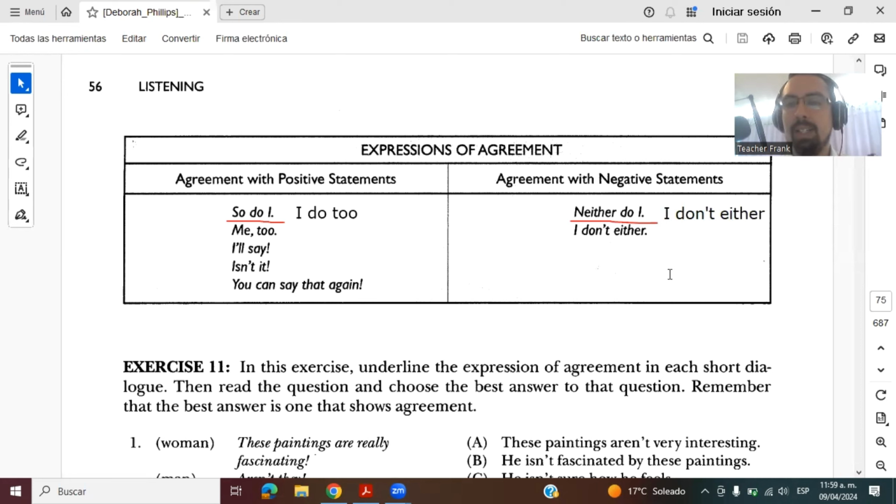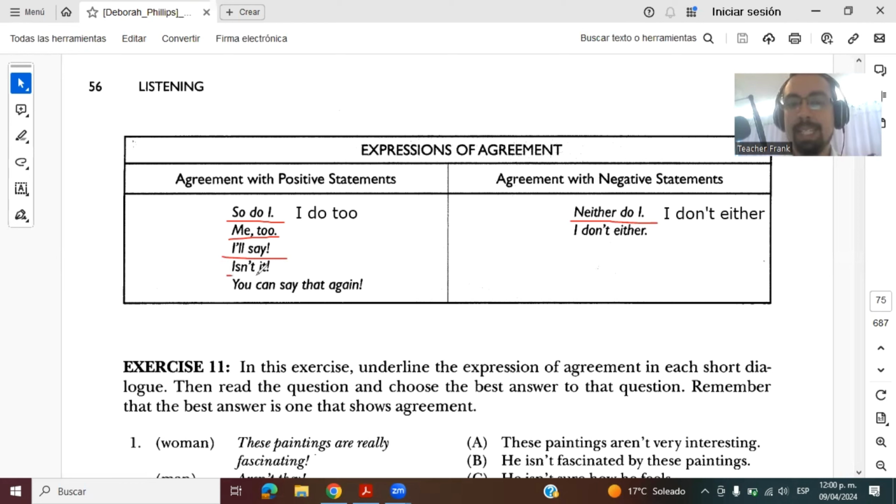And either and neither in Spanish are like tampoco. And so do I and I do too is like también. Of course, we have the one that everybody knows, me too. Be careful with I'll say, because sometimes people get confused with I'll say. I'll say is agreeing. So if somebody says, I don't know, that movie is really good, and you say, I'll say, that means that you agree with that, right?